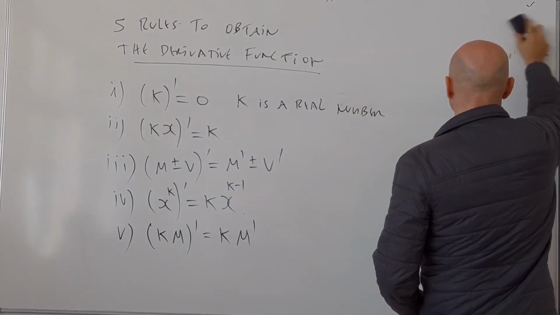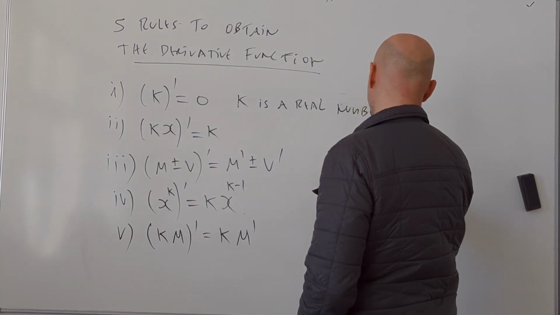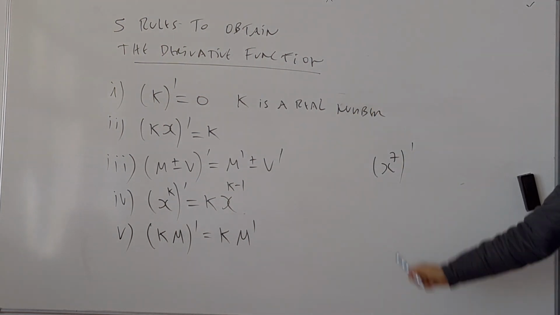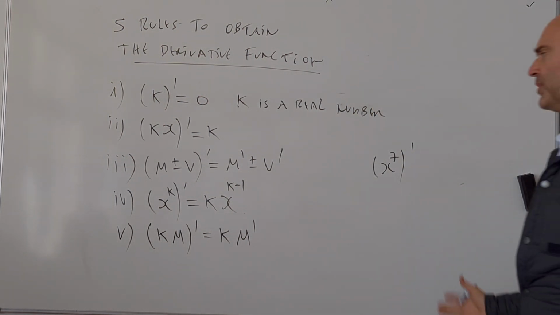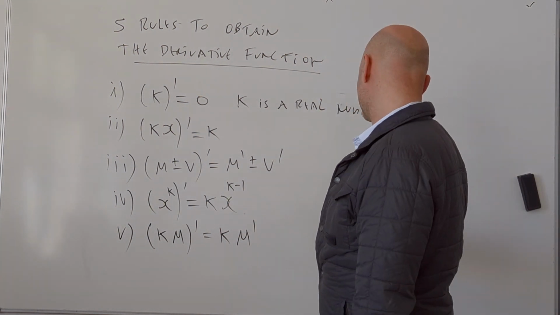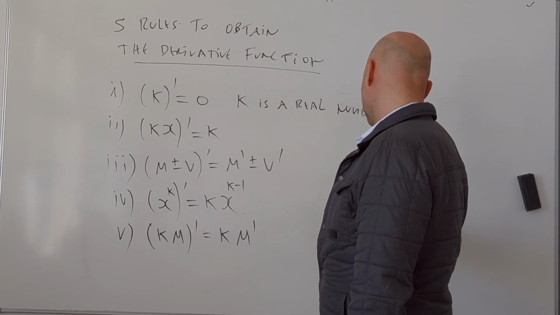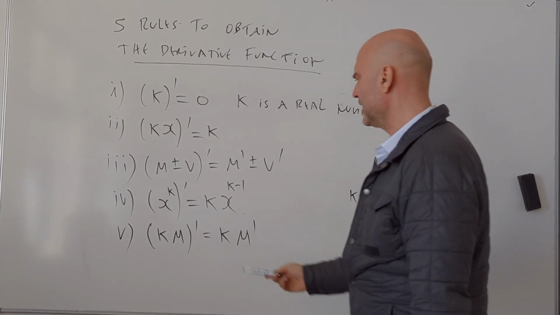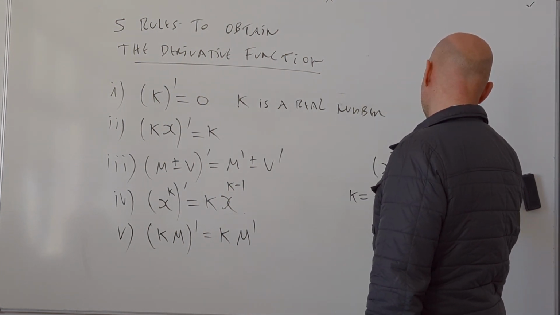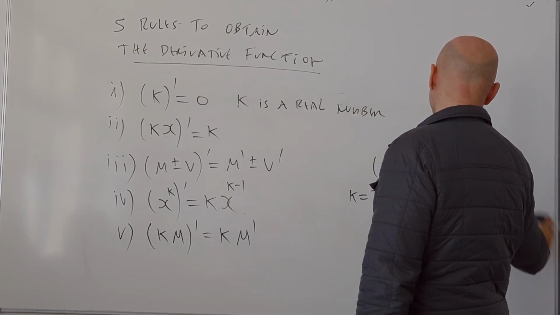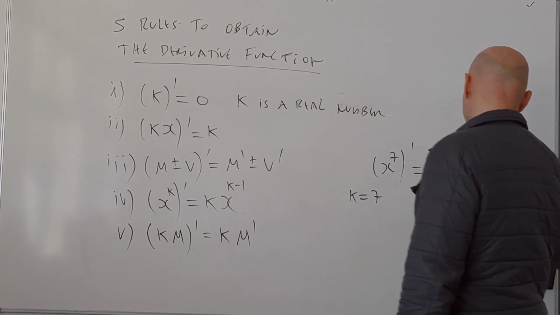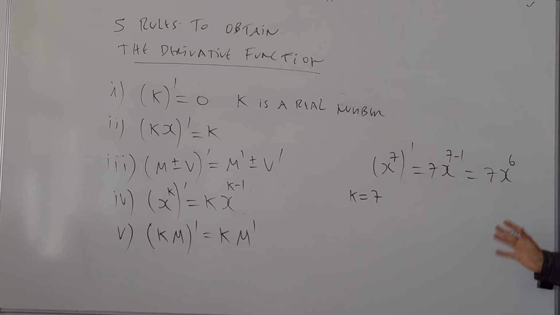For example, if I have the derivative of x with exponent 7, how do I calculate the derivative? So it's rule number 4. Now we have here x with exponent equal to a real number, so k equal to 7, and we apply rule number 4, and we get 7 times x with 7 minus 1, so the result is 7 times x with exponent 6. Okay? Very easy.